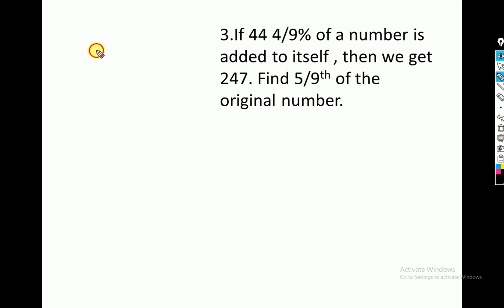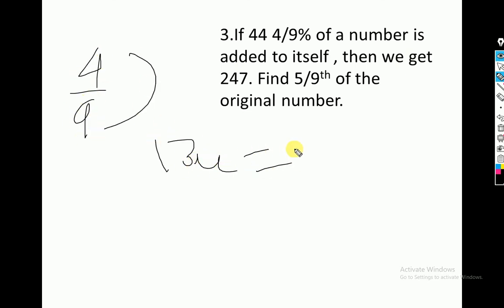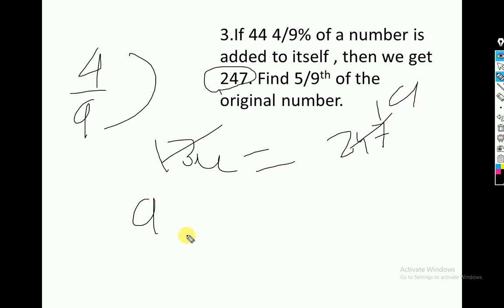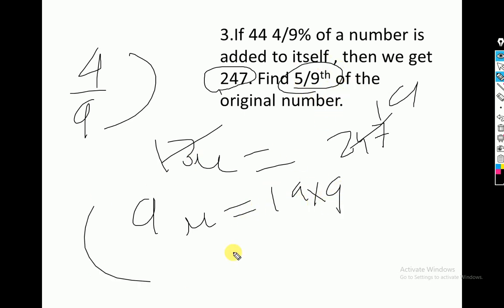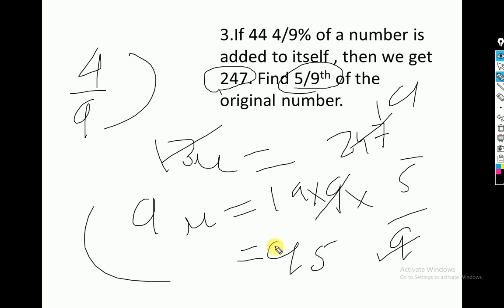If you add, then you are getting 13 units, but in the question it says 247. So we equate these, and here you can get 19. So 9 units will be 19 into 9, and then it asks 5/9 of this one, so you multiply it by 5/9. 9 and 9 get cancelled, and then we get 95. So this was our third sum.